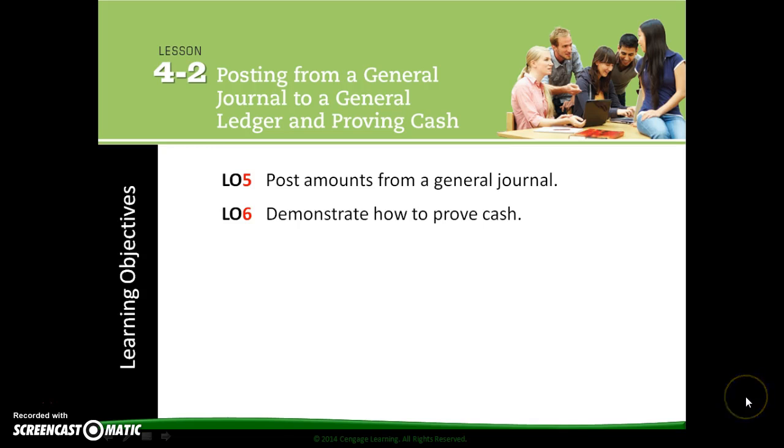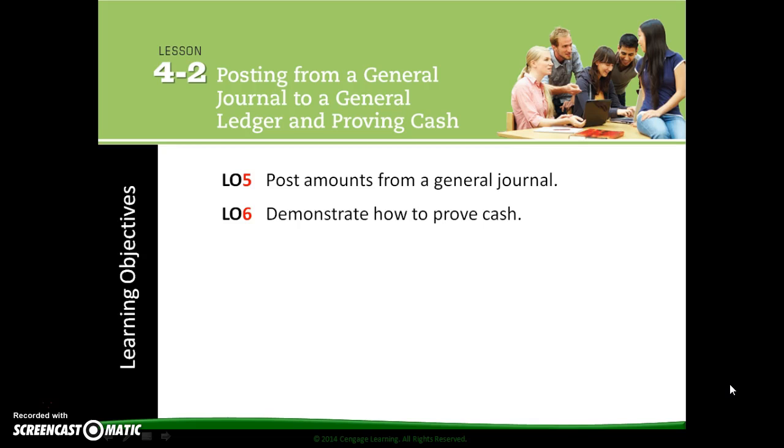Remember, we're looking at chapter 4, which deals with posting to a general ledger. And just as a general reminder, the ledger is how we account for all of the activities that are taking place in the business. So for lesson 4-2, we're going to be posting from a general journal. And remember, the general journal is how we record all of the daily activities of the business to a general ledger, and then also to prove cash when we're done.